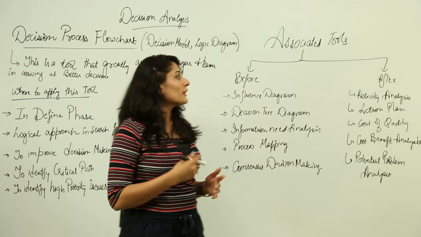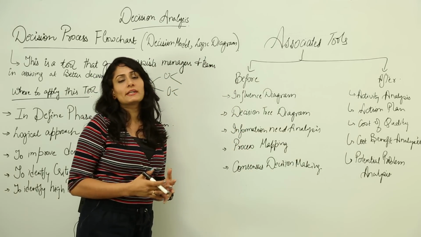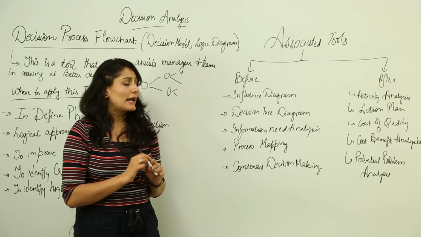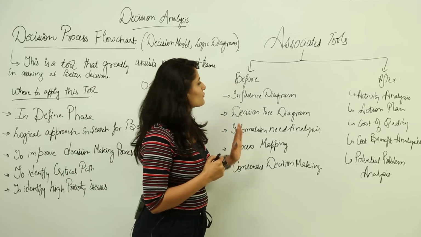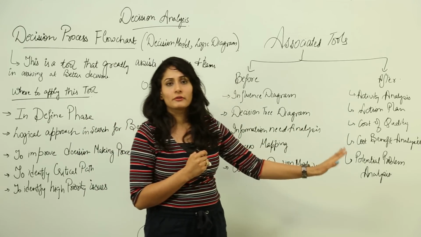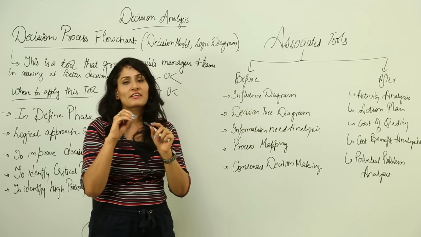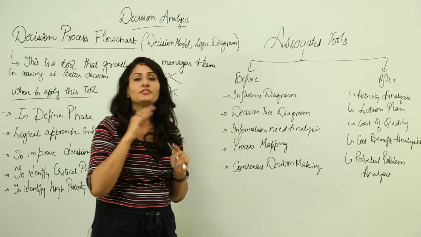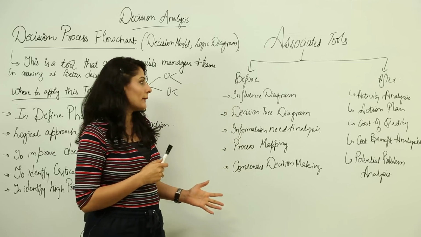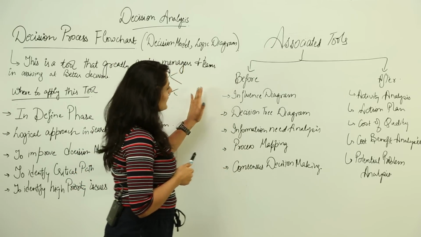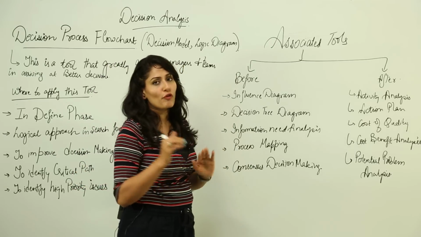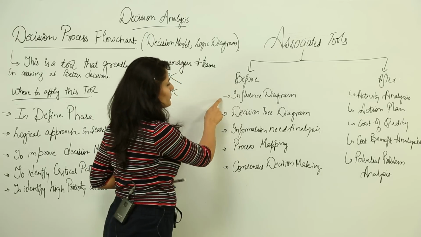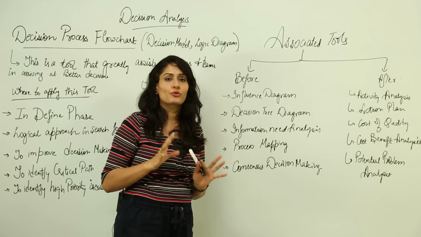When we are talking about any tool, it's very important to understand which are the associated tools, and in this section I have divided those tools as before and after. There is no fixed rule that you can only use these tools before and after, but this is how they are generally used, so I am taking them this way. Let's take up the first tool, which is used before the decision process flow chart: an influence diagram. Influence diagrams and decision trees are usually used together.